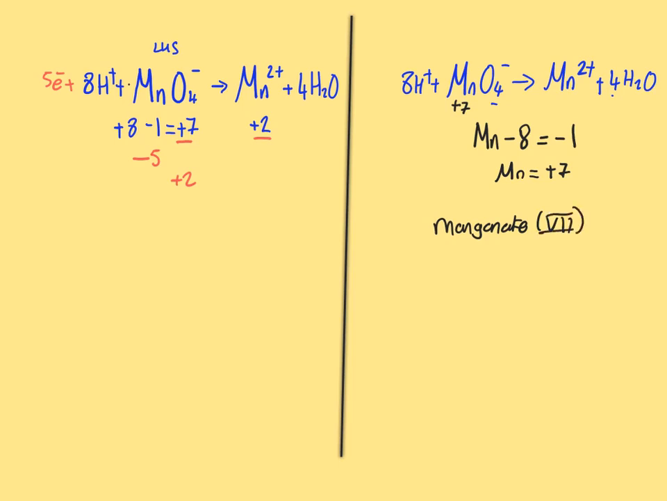Here the oxidation state of the manganese has gone down to +2, and therefore manganese has gone from +7 all the way down to +2, and therefore it has taken 5 electrons. So by reducing, the electrons are added on this side.